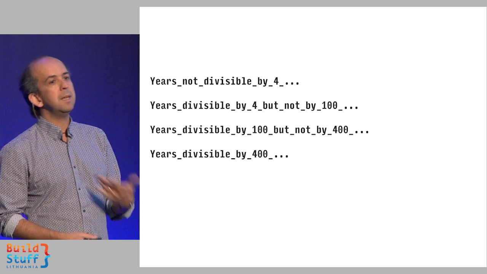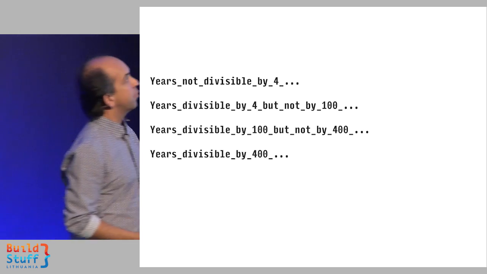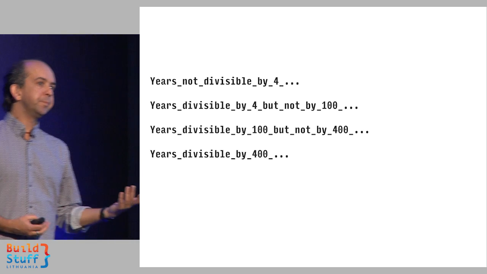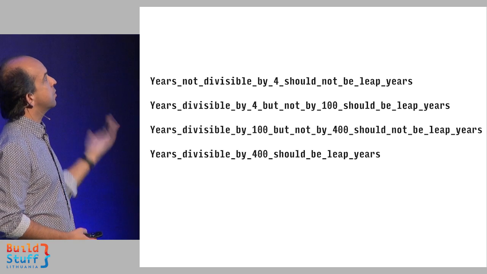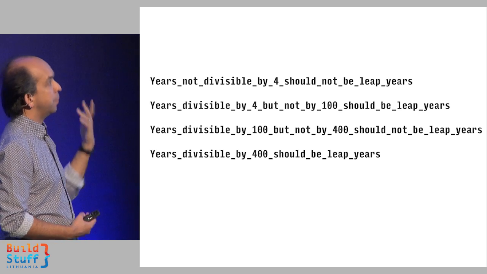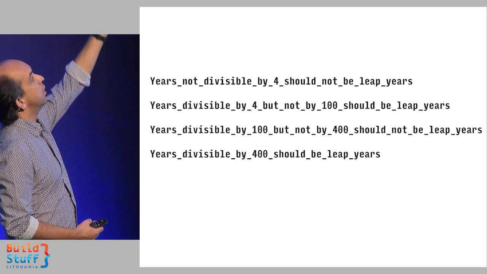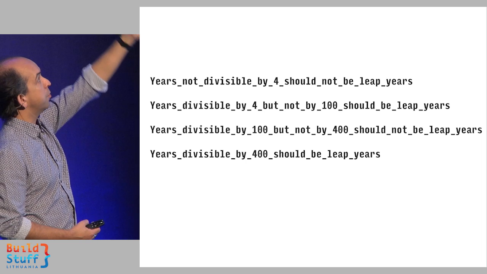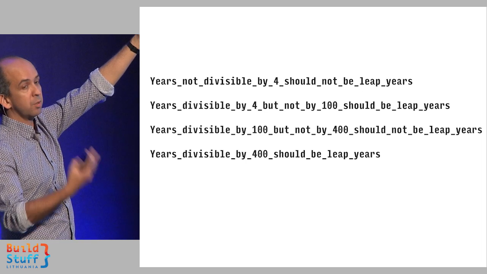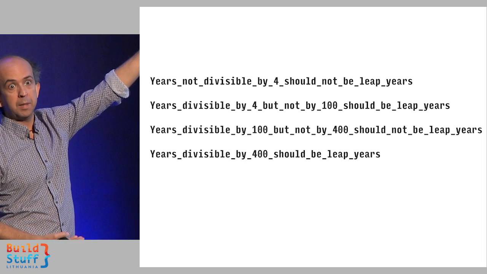Let's follow a BDD habit. A BDD habit is often to put the word should in there. Years not divisible by 4 should not be leap years. Years divisible by 4 but not by 100 should be leap years. So this year was not divisible by 4, and there was no 29th of February. Next year is divisible by 4, but it's not a multiple of 100, and it will be a leap year.